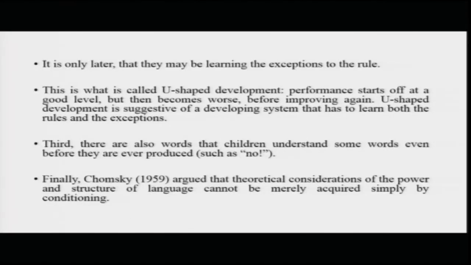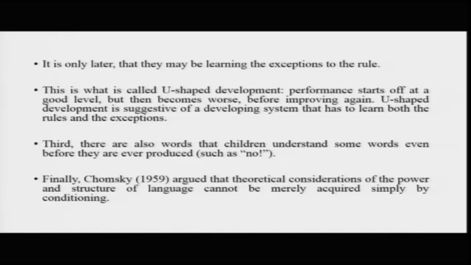Now, it is only later that the children will be able to master the exceptions to this rule, that drink plus ed does not make the correct past tense form of drink, because the correct past tense form of drink is drank, similarly for thought, or similarly for give, which is gave. This pattern is referred to as the U-shaped development. Performance starts off at a good level because they are mastering specific instances, then goes down because they are coming across so many of these exceptions, and then as they start mastering these exceptions, the performance again comes up. This is the U-shaped development for acquisition of irregular past tense verb forms.